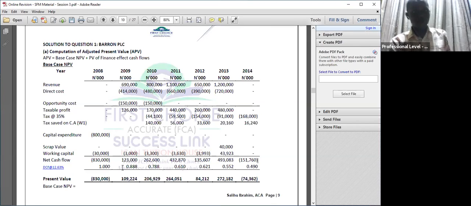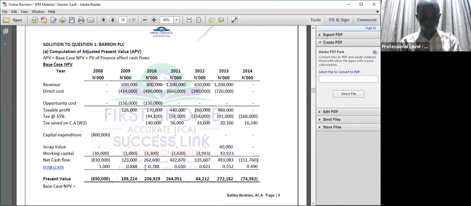Discount factor at 12%. Well, let us quickly change that. 12%, year one, that is 1.12 raised to power minus 1. Please, you can put it down in your notes. That is 0.893. Raised to power minus 2, that is 0.797. Raised to power minus 3, that is 0.712.